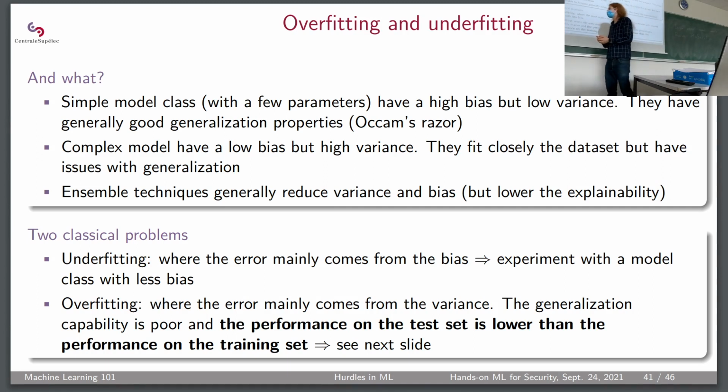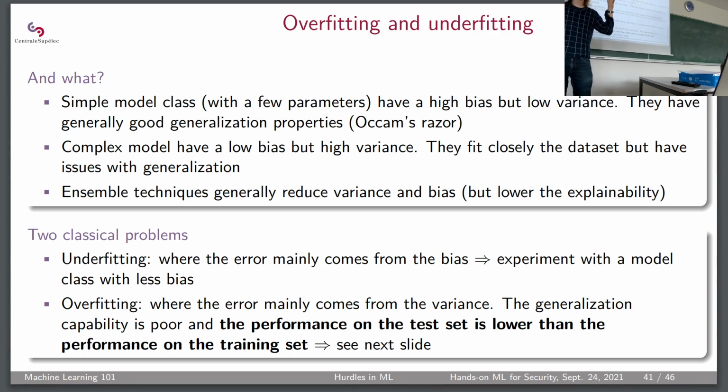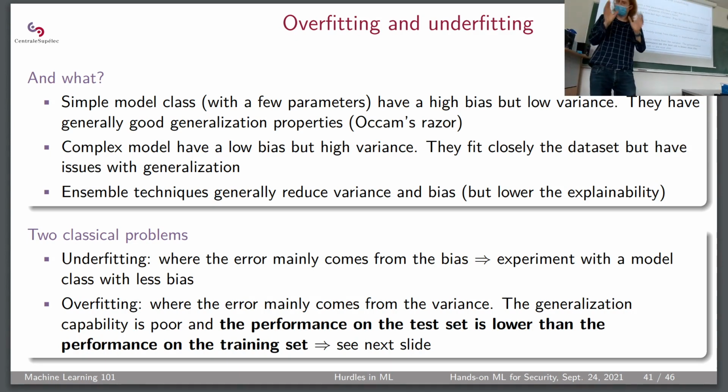But you also have the overfitting problem, where your error comes from the variance. It means that your generalization capability is poor. How can we see it? In this case, the performance on the test set will be lower than the performance on the training set. You will generally say there is overfitting when the model learns the training set by heart. So it's very good on what it learned upon, but it's very bad at generalizing to new data.